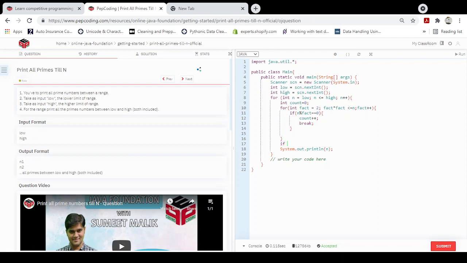If we get the final count as 0, then this signifies that this is a prime number. So we have to write n here, because if it is a prime number, then we need to print the number. Otherwise we don't need to print anything. That is, we need to skip the non-prime numbers. Okay, so I've written this, and let me check.